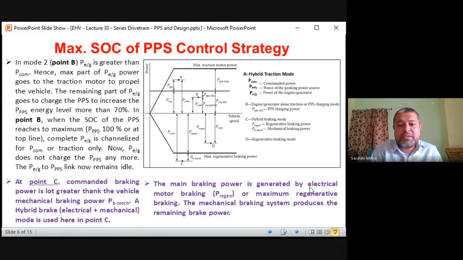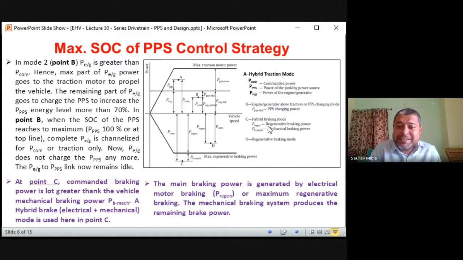So the main braking power is generated by electrical motor braking, P regen. In this case, you are finding there is something else there. P regen means regenerative braking power, and PB mech is mechanical braking power. So motor braking and maximum regenerative braking, and the mechanical braking system produces the remaining brake power.